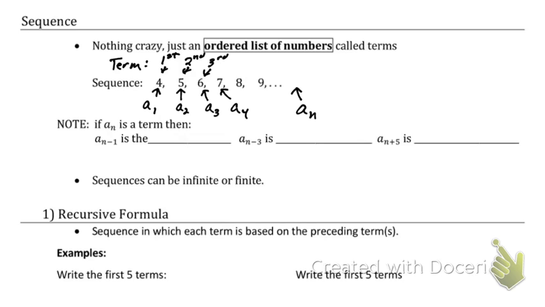And that's why we have, if A sub n is a term, then A sub n minus 1 is 1 to the left of it. So it's 1 previous. That's all A sub n minus 1 means. It means it's 1 previous. So A sub n minus 1 is the previous term. A sub n minus 3 is 3 terms previous. And finally, A sub n plus 5 is 5 terms after.